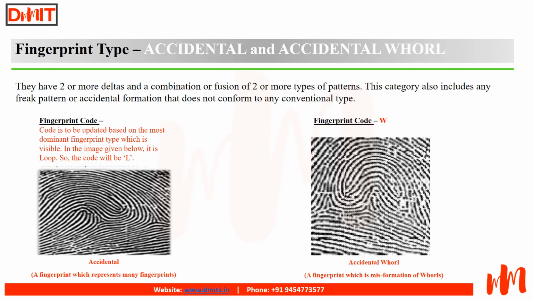The next that we have is accidental whorl. As you can see in the image on the right hand side, accidental whorl is a fingerprint which is a misformation of whorls, right? And the fingerprint code to be updated in this case is W. This was all about accidental and accidental whorl.